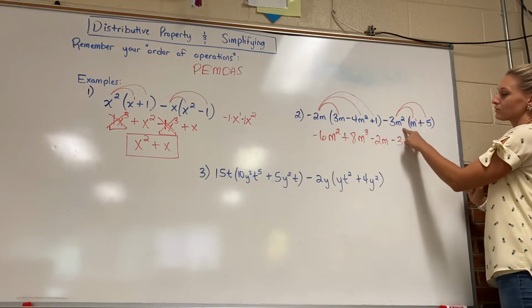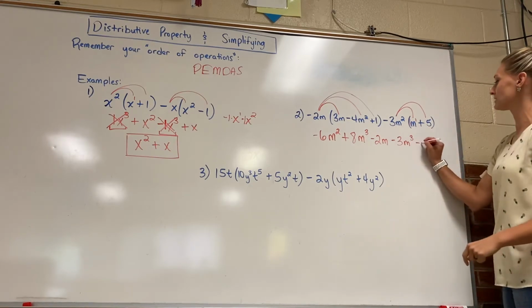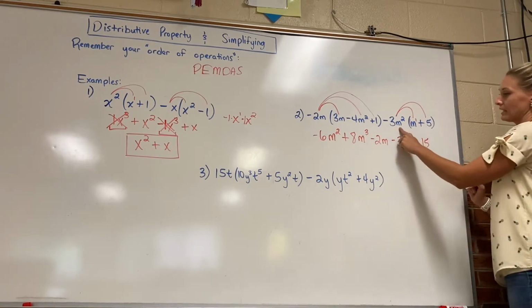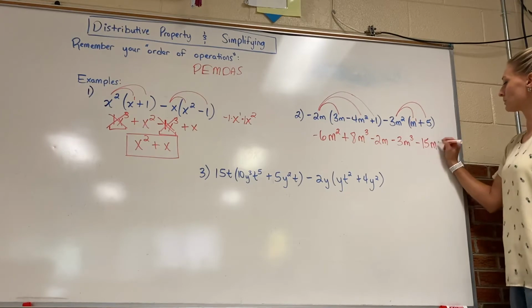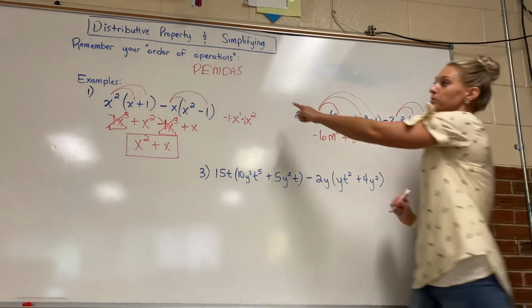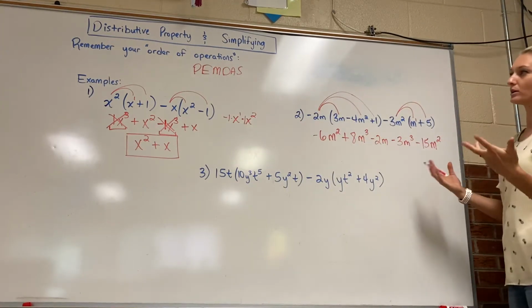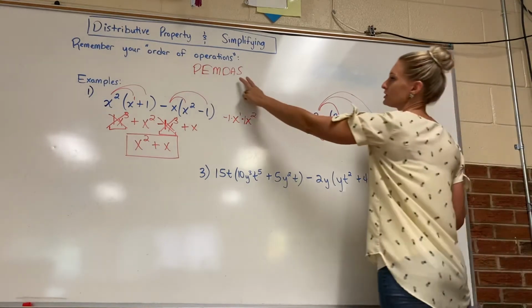Now we take negative 3m squared times 5. So negative 3 times 5 is negative 15. And then that m squared doesn't have anything to multiply with, so it's just going to come down. Okay, so that's the multiplying part. And again, when I look at it, there's no division, so I don't have to worry about that. And now I'm down to adding and subtracting.